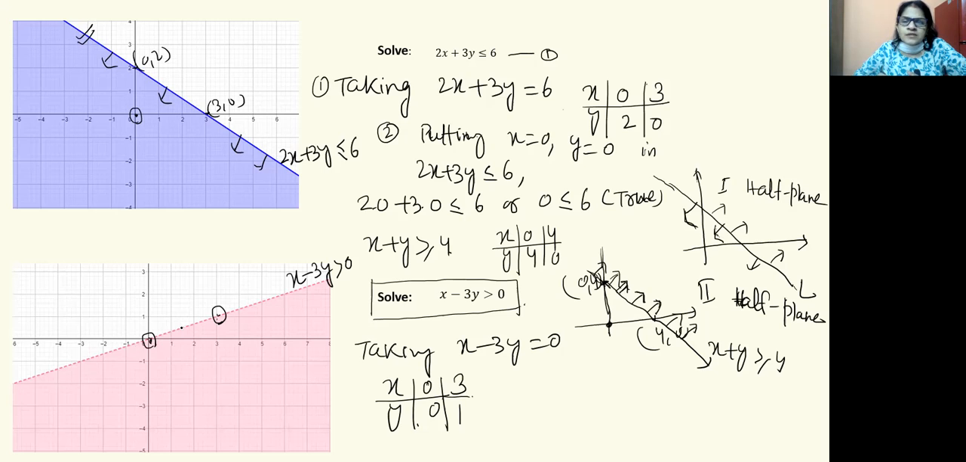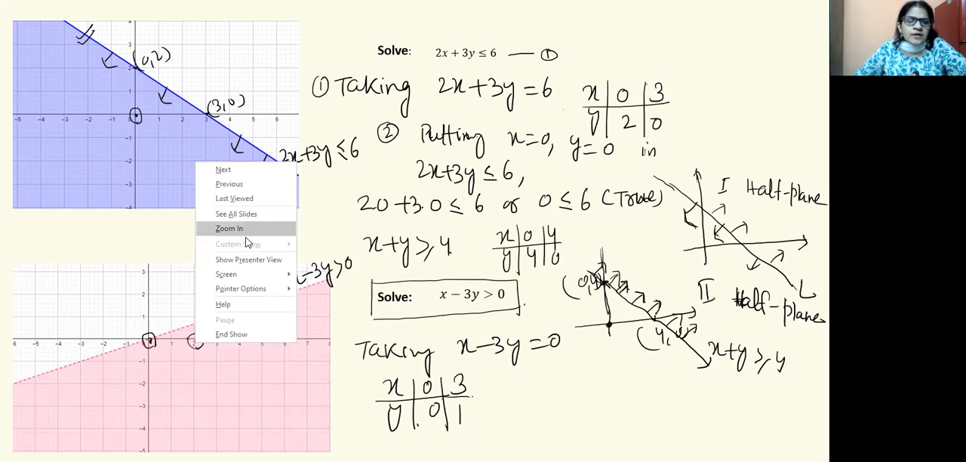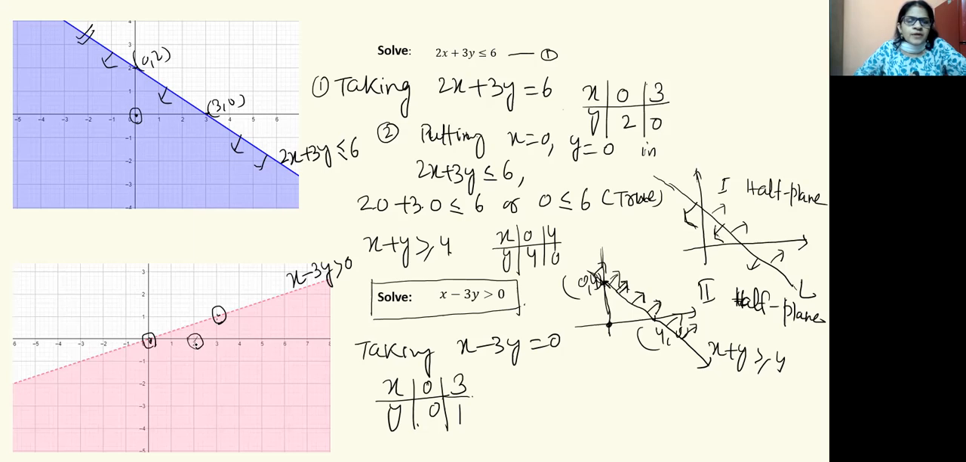Okay, for simplicity of calculation, we can take any point on the coordinate axis, either on the x-axis or on the y-axis. Suppose any point of my choice, any point of your choice, you can take. Let me take (2, 0).